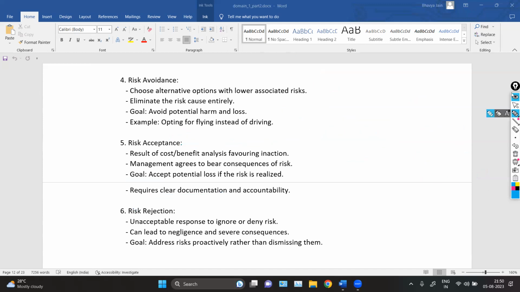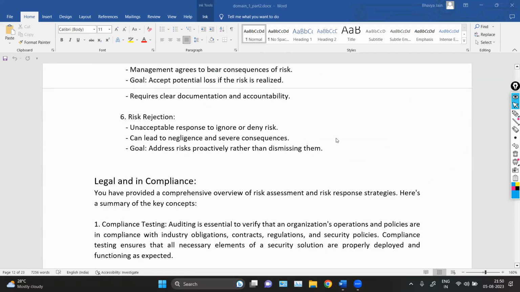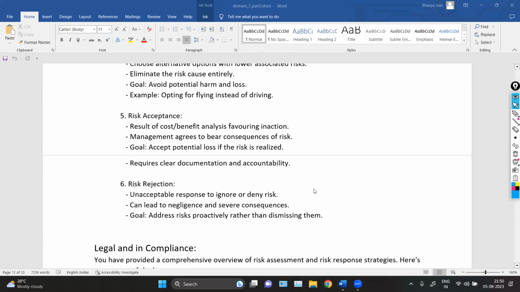Then we have risk rejection, which is simply ignoring the risk, just pretending that we don't have any risk. This is unacceptable. It is an unacceptable response to ignore or deny risk, and it can lead to negligence and severe consequences. You are just assuming that we don't have any risk, just ignoring the risk. It is not good practice to ignore the risk.